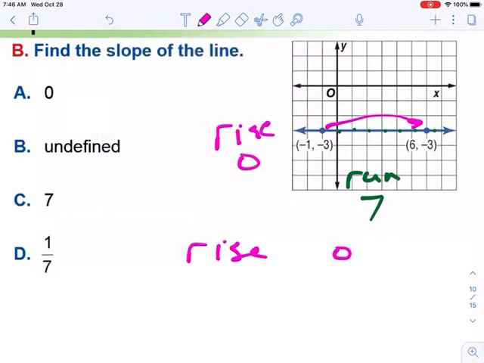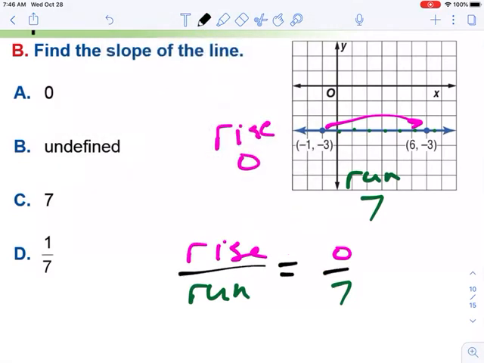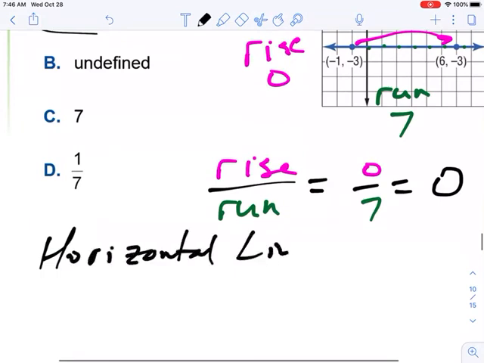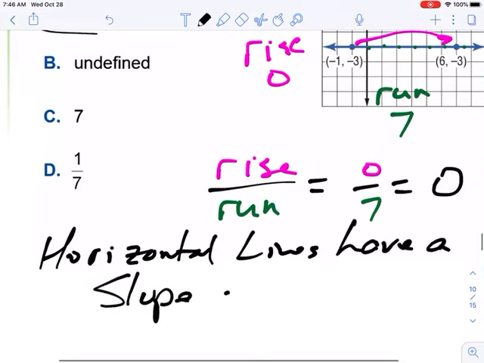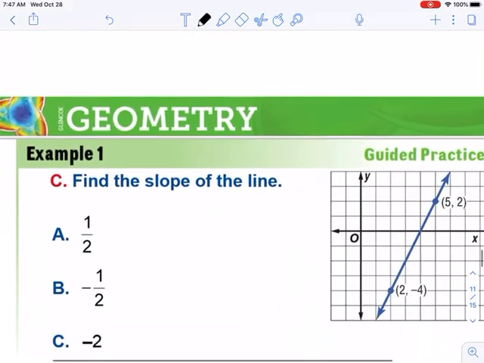Rise. And get a little bit smarter here. Run. And I can switch to here, here, here. And as previously discussed, 0 divided by 7 is 0. Okay, so answer is 0. Answer is A. Horizontal, remember, horizontals, I think it's on the previous page. Horizontal lines have a slope of 0. Notice they have a slope. Verticals have no slope. There's no number we can assign to vertical.